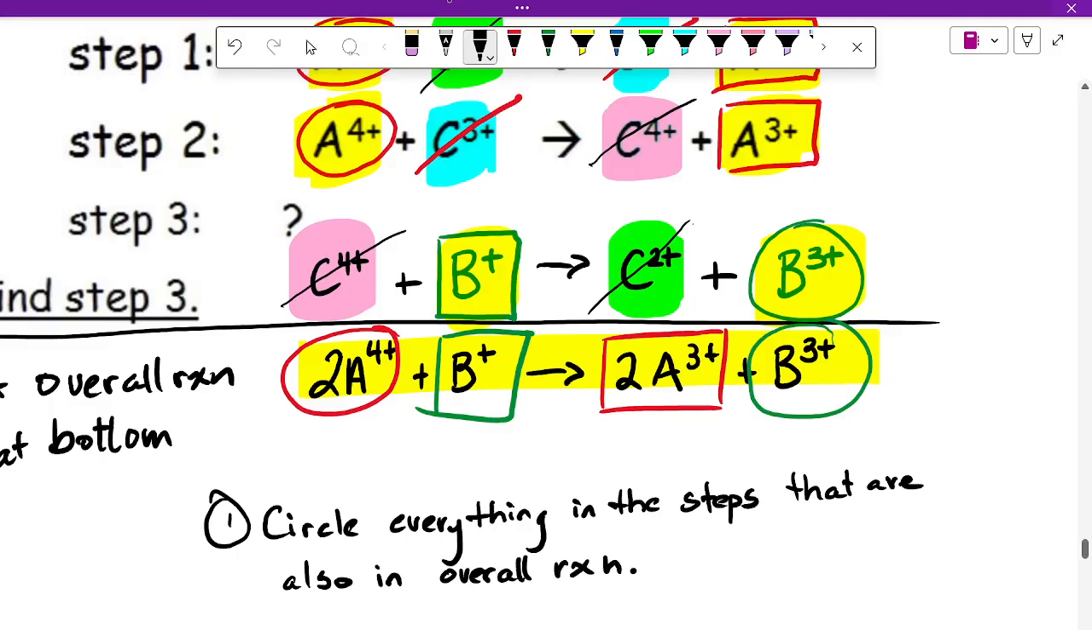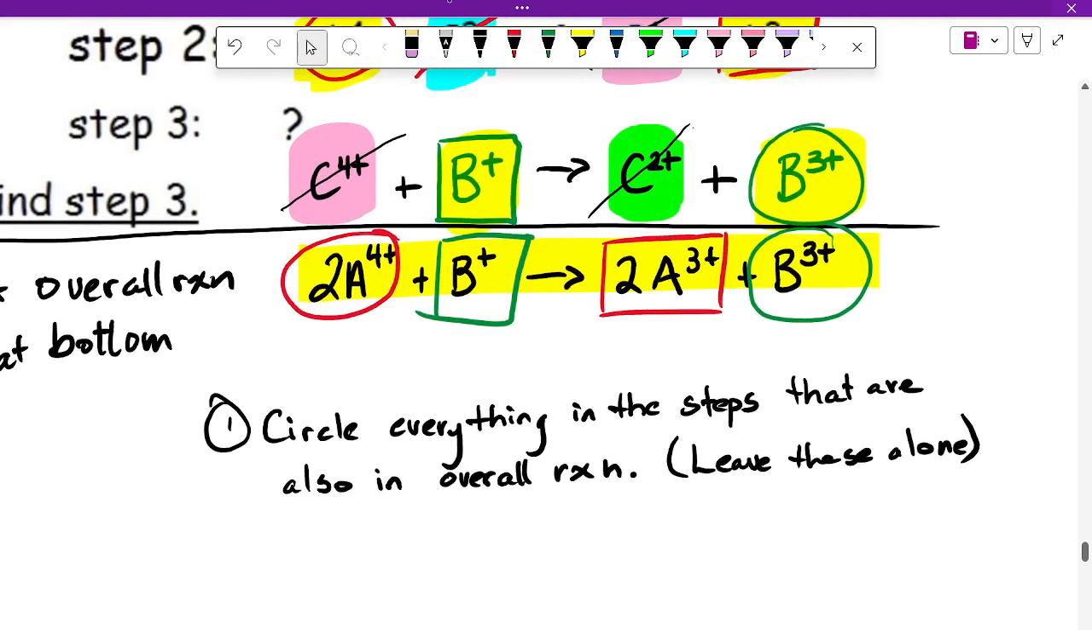And then you just leave those alone. Don't touch those. Second thing you do is you cancel out anything in the steps that can cancel.